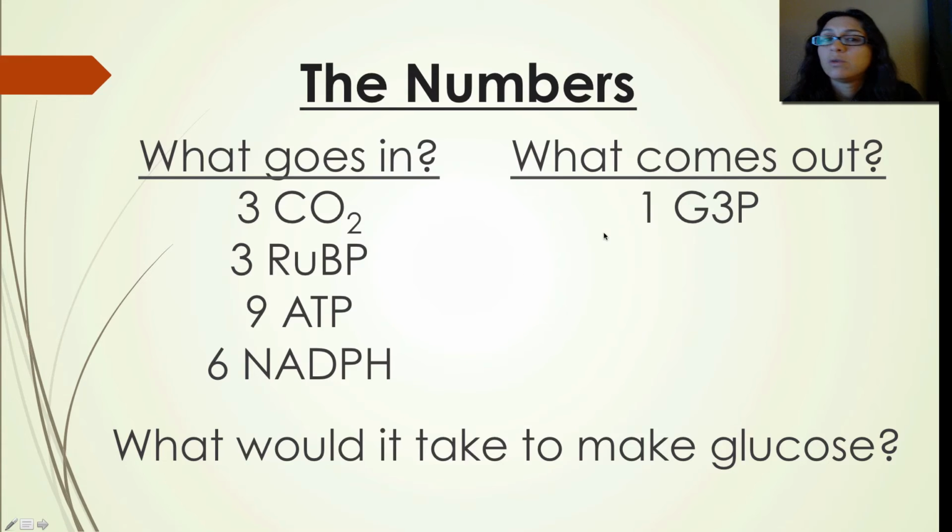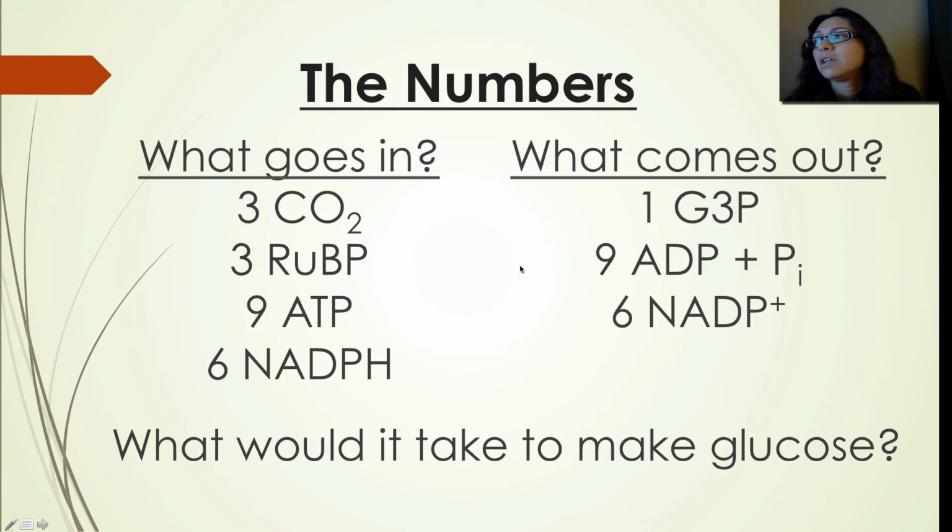What comes out? 1 G3P, 9 ADP plus phosphates, 6 NADP pluses, and remember these are going to go back from the stroma back to the thylakoid to be used again and again, and then 3 RuBP. Okay, so we regenerate back to the RuBP that we started with.